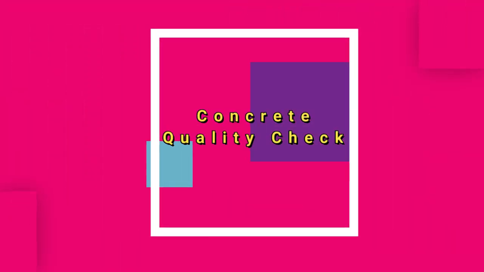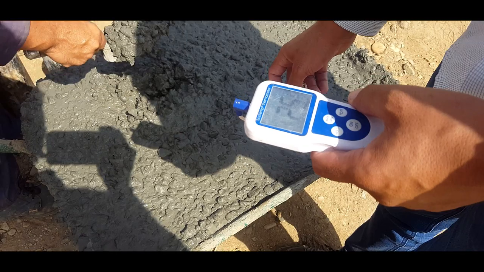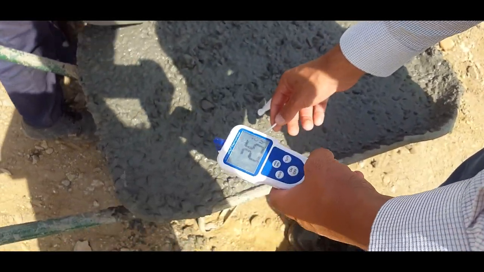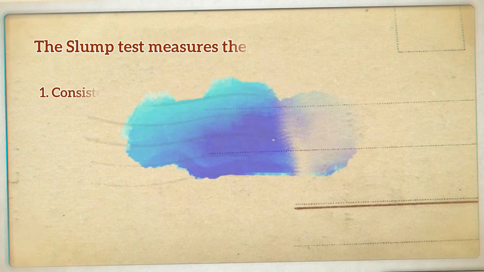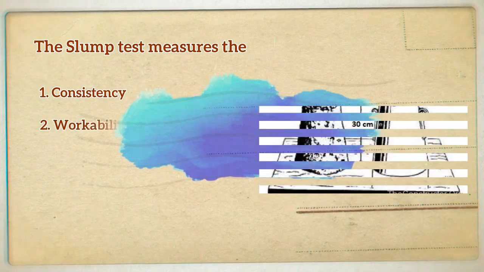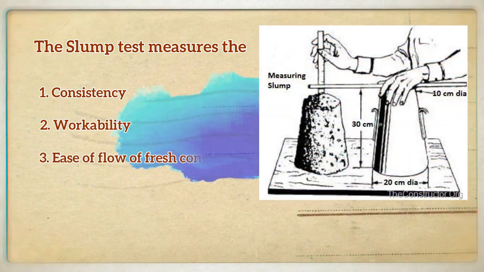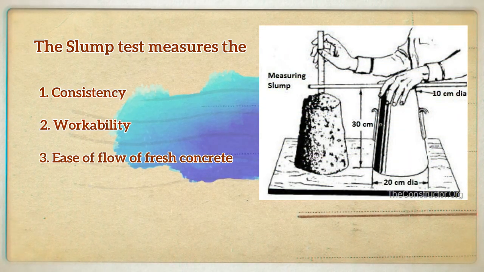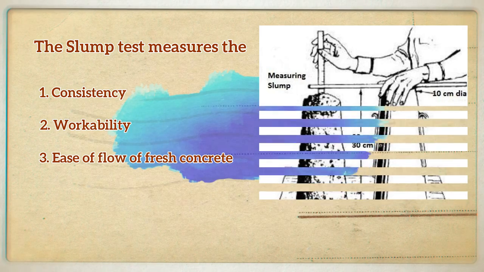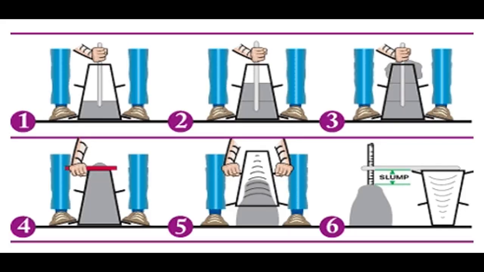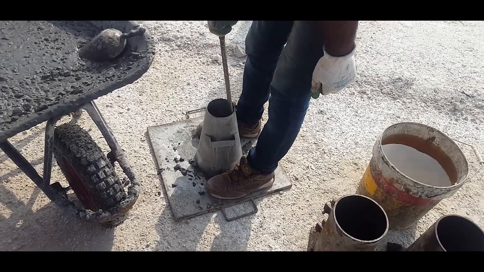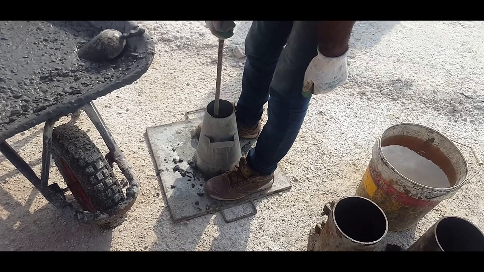Concrete quality check. Concrete temperature above 32 degrees Celsius should be avoided. The slump test measures the consistency, workability, and ease of flow of fresh concrete. It can also be used as an indicator of an improperly mixed batch. The cone is filled with fresh concrete in three stages. Each time, each layer is tamped 25 times with a 2 feet metal rod.